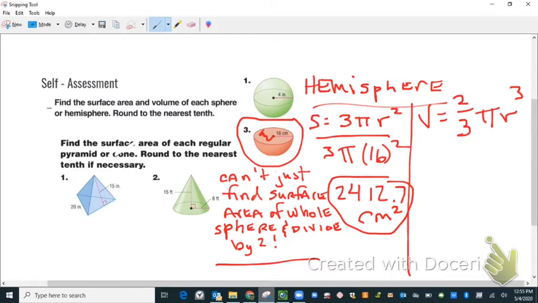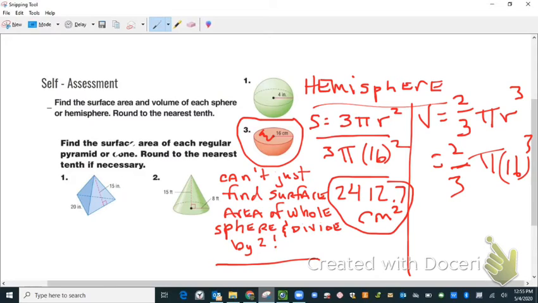The volume of that thing is half of what it would be if it was the full sphere, and the full sphere would be 4/3 pi r cubed. So in this case, it's only 2/3 because it's only half of the full sphere. So 2/3 pi r, which is 16, cubed.